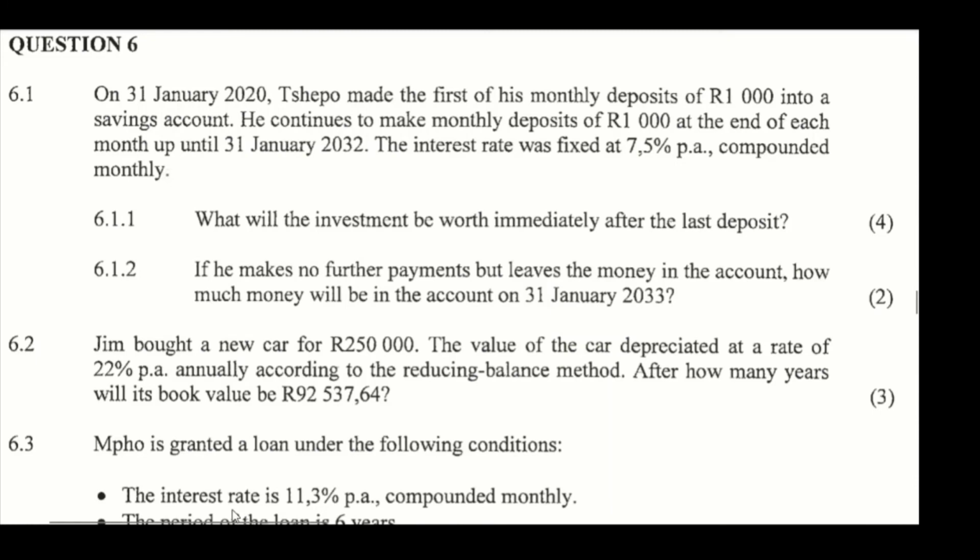Okay, so now we're going to do question 6. 6.1 says that on the 31st of January 2020, Tsepo made the first of his monthly deposits of 1,000 Rand into a savings account. He continues to make monthly deposits of 1,000 Rand at the end of each month up until the 31st of January 2032. The interest rate was fixed at 7.5% per annum compounded monthly. 6.1.1: what will the investment be worth immediately after the first deposit?